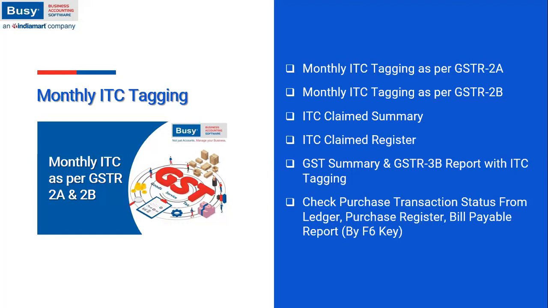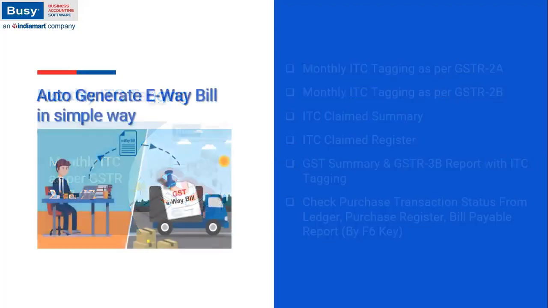Check purchase transaction status from ledger, purchase register, bills payable report by F6 key. So when you open this report, like ledger report, purchase register report, bills payable report, you can check the purchase transaction status, whether the transaction is claimed or not. So all the details will show you in the window. You have to press only the F6 key. I will show you in the practical demo also.